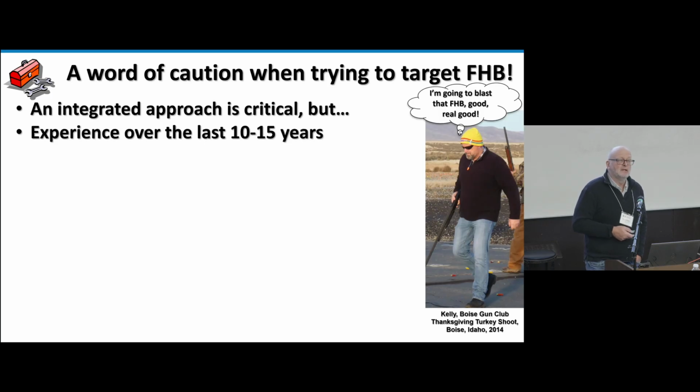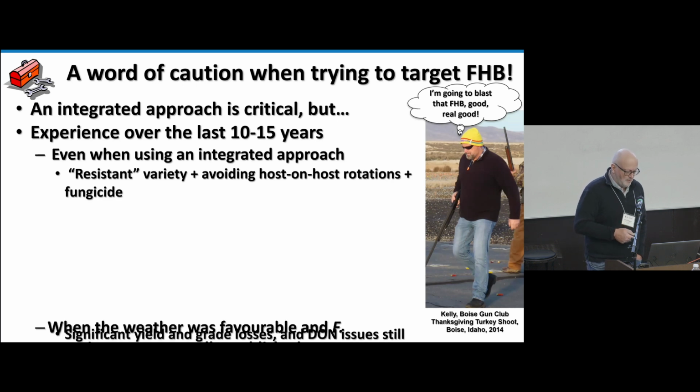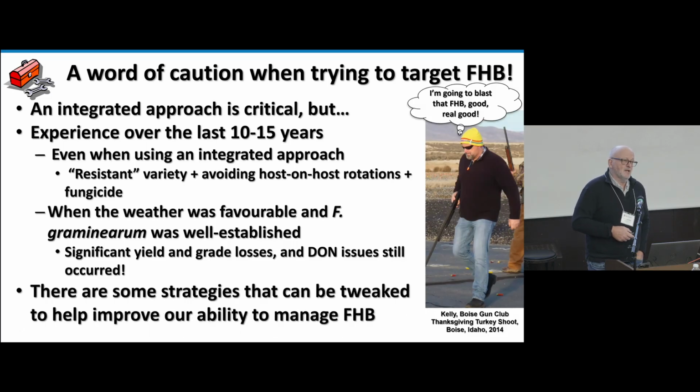So the experience over the last 10 to 15 years, and I look to colleagues in Saskatchewan primarily, that northeastern part of Saskatchewan, where they've struggled to manage this disease issue. They're following what the experts say. They're using that integrated approach. They're using a resistant variety, and I've got quotation marks there, and we'll touch on that in a few moments. They're avoiding host-on-host rotations, and they're using a fungicide. And unfortunately, when the weather is favorable and when they have a lot of Fusarium graminearum built up on crop residues within their field or the immediately adjacent field, they're still experiencing significant grade reductions and significant issues with DON, rejection for malting status, hog feed, and so on.